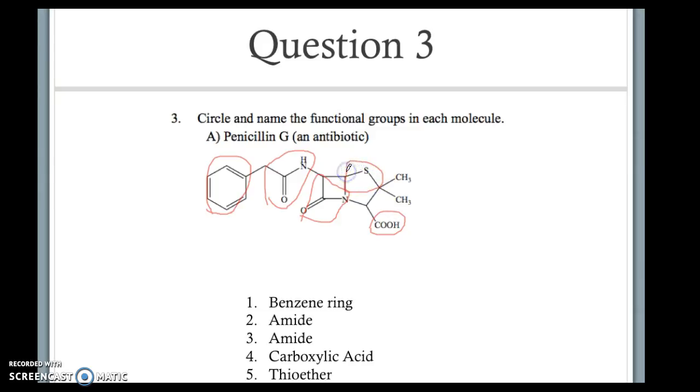thioether right here. So this is our 1, 2, 3, 4, and 5. However, 2 and 3 are the same type of functional group, so both amides.